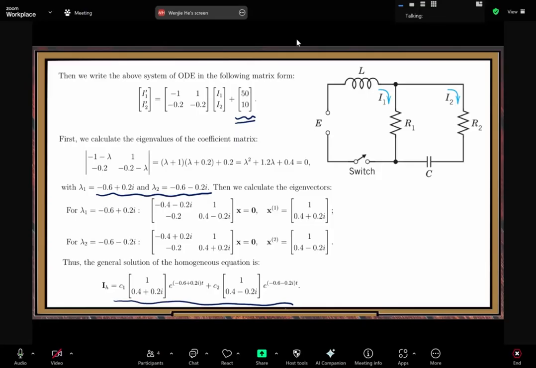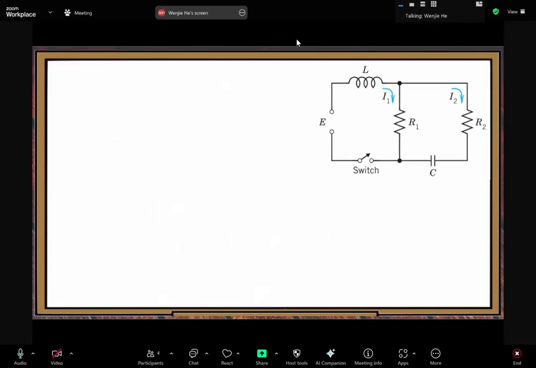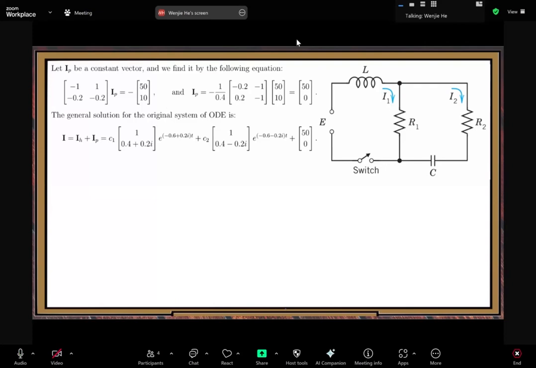But I try to use simple real numbers in your calculation to save your time. Then the IP part. Here we assume IP is a constant vector. When you assume IP is a constant vector, you take the derivative of IP, it's 0. Then you only need to solve the non-derivative part, which is another linear equation.